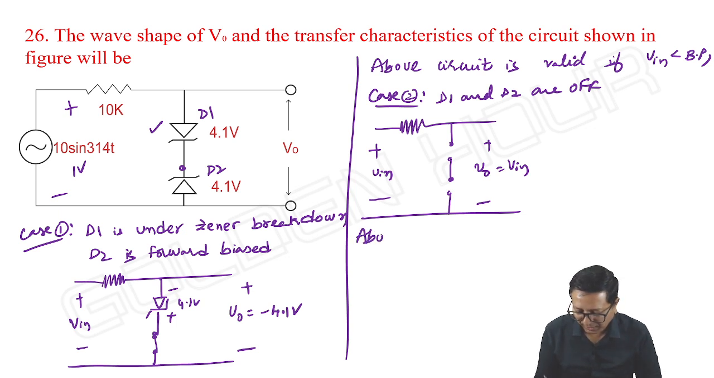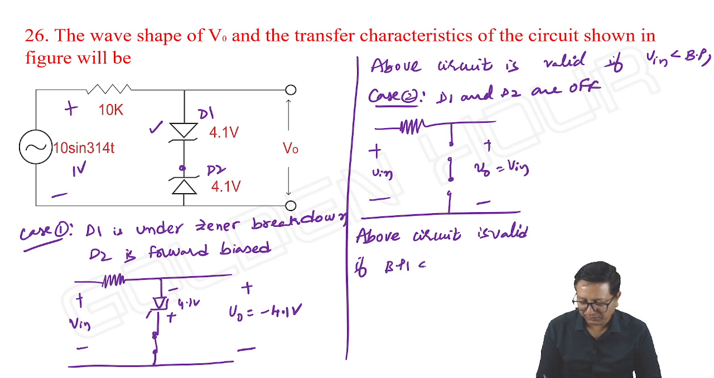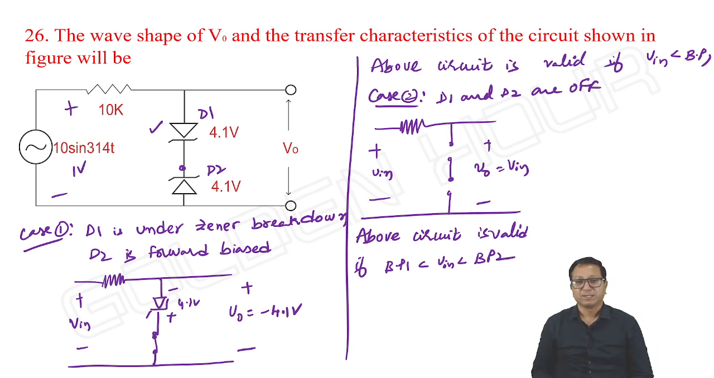Okay, so the above circuit is valid if breakpoint 1 is less than V input, which is less than breakpoint 2. Okay, breakpoint 1, it looks like minus 4.1. Breakpoint 2, it's not 0 or it's not 1, 2, 3. It is 4.1. Okay, we'll calculate it anyway.